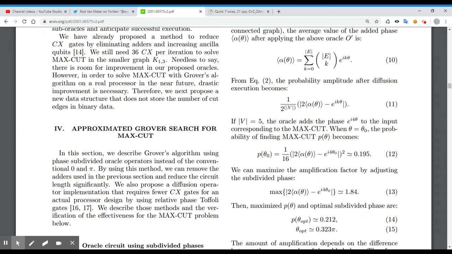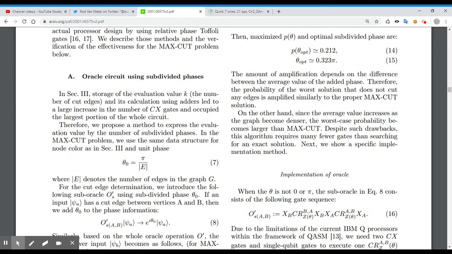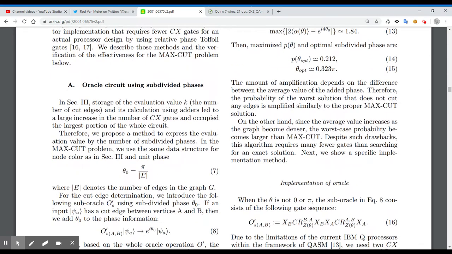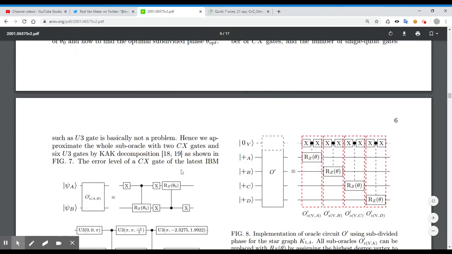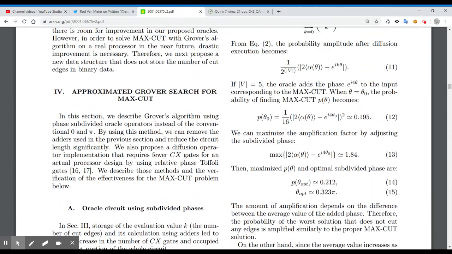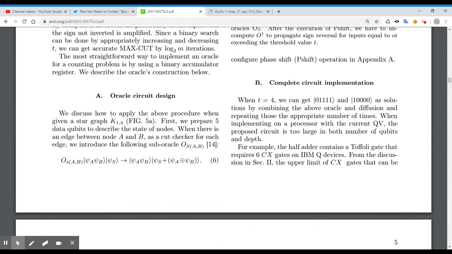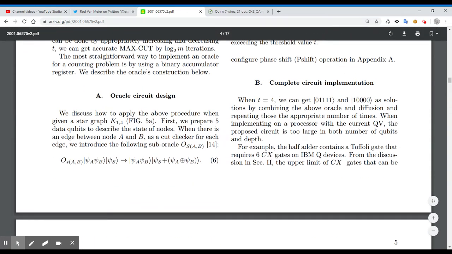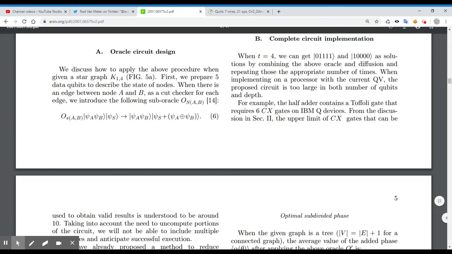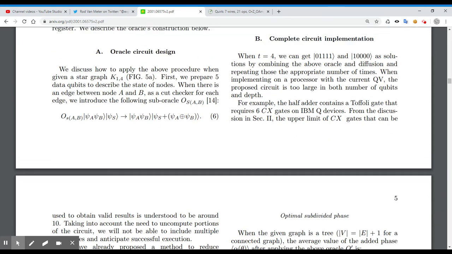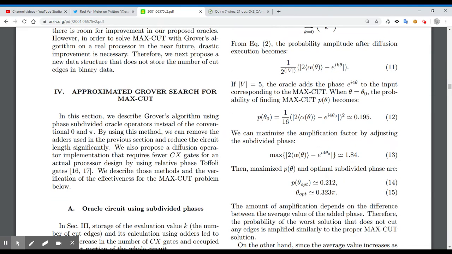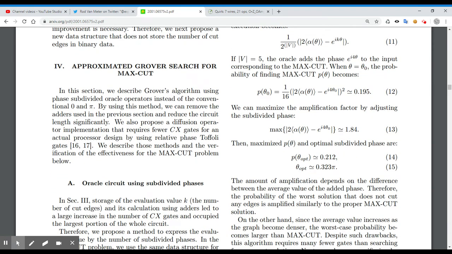But let's go ahead. So approximate Grover search for max cut, and I think that's where we want to start. There's a bit of math coming up. I think here's where the interesting part starts, right? I think we already proposed the method for the CX gates. So subsection B is just saying that building it this way is too expensive in terms of error, and the number of control NOT gates needed and so on. So now let's start with the approximated Grover search for max cut.